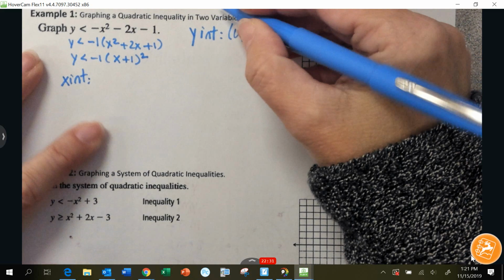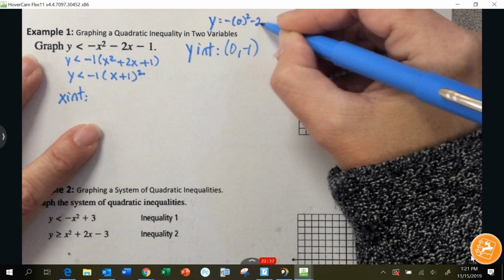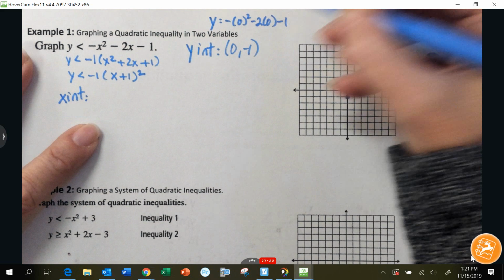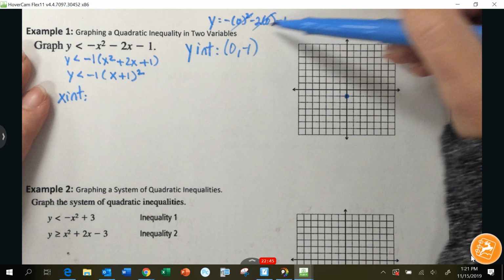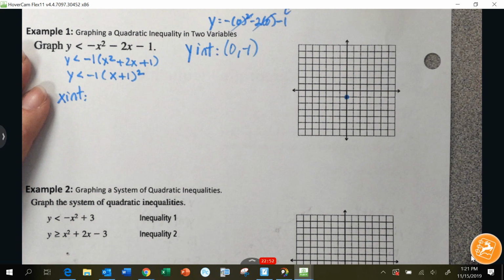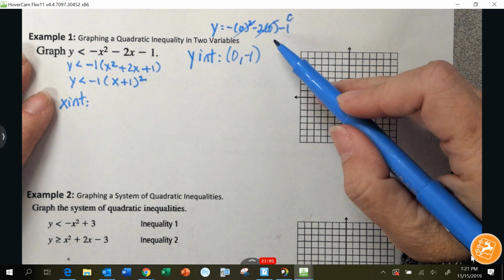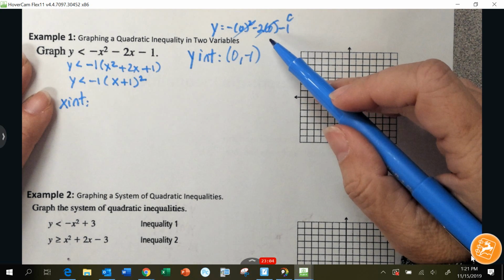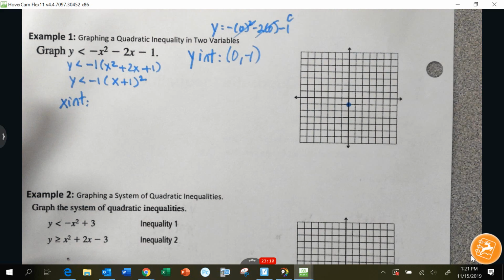Oh, I plugged in 0. Negative 0 squared minus 2 times 0 minus 1. There's a formula we talked about when we first learned about y-intercepts with quadratics: when it's in standard form, the y-intercept is the c value. Right. But I always usually talk about the 0 thing because the 0 thing works for every form. Looking at the last number only works for this form. So if you remember it, that's great. And if not, plug in 0.